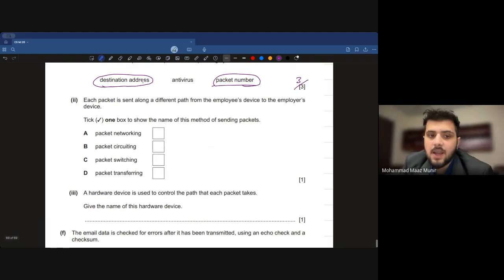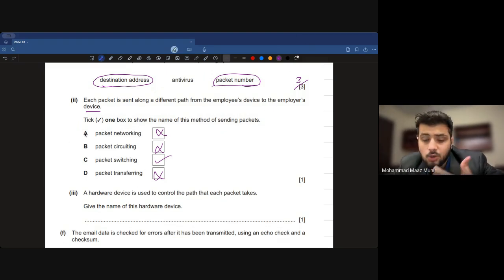Then it says that each packet is sent along a different path from the employee's device to the employee's device. And now we need to show the name of the method. So is it packet networking? No. Is it packet circuiting? No. Is it packet switching? Yeah, maybe. Is it packet transferring? No. So it's basically packet switching. This process, exactly, Tosif, this process where your data goes from one PC onto different sort of nodes and different sort of routers and eventually reaches a PC at the end, basically it makes use of the packet switching method. And packet switching is the correct answer to this, which 100% Tosif, you are correct.